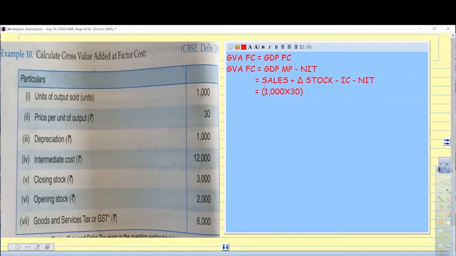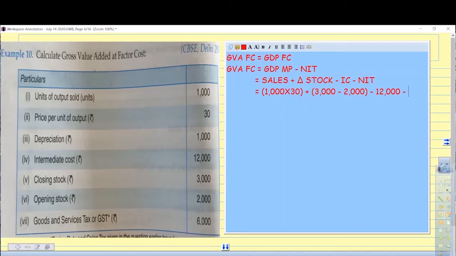And change in stock, as we know, it is nothing but the difference between closing stock and opening stock. So I will open a bracket here. Closing stock is 3000 minus opening stock is 2000. I will close the bracket. Then minus intermediate consumption. So intermediate cost, it is given as 12,000. One more term is there, minus NIT.